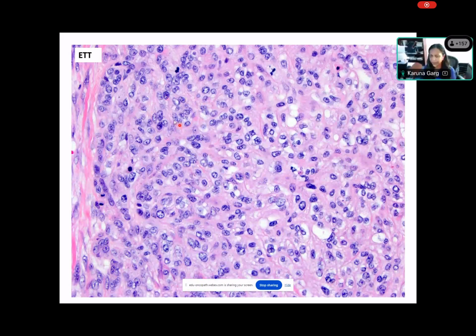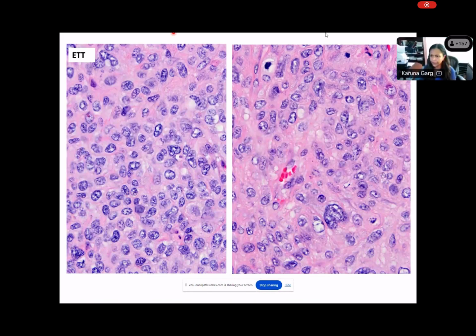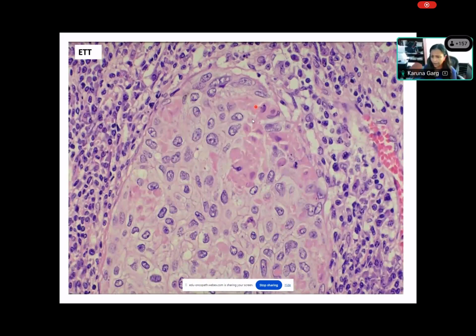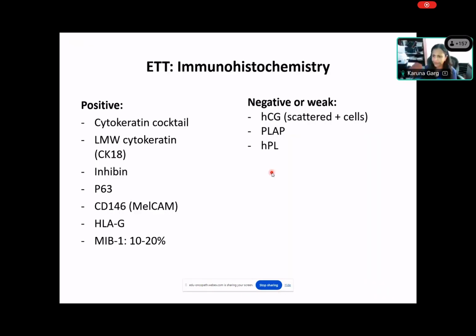This is what the cells look like, mononuclear, atypical, but fairly uniform. Same thing here, you can see occasional multinucleated cells, you get mitotic activity. And sometimes they can almost start looking squamoid. One of the differentials for ETT is a squamous cell carcinoma or even H cell. I'll show you an example of that later.